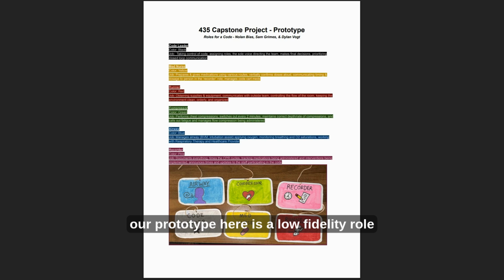So as you can see, our prototype here is a low fidelity role assignment system using color coded badges and communication systems using the Volt phone smartphones that nurses have at their job. So we have colors like black, yellow, red, green, blue, pink, and we've created badges.